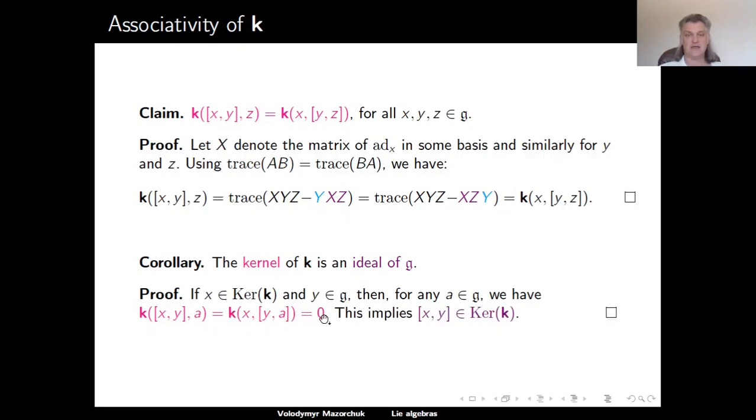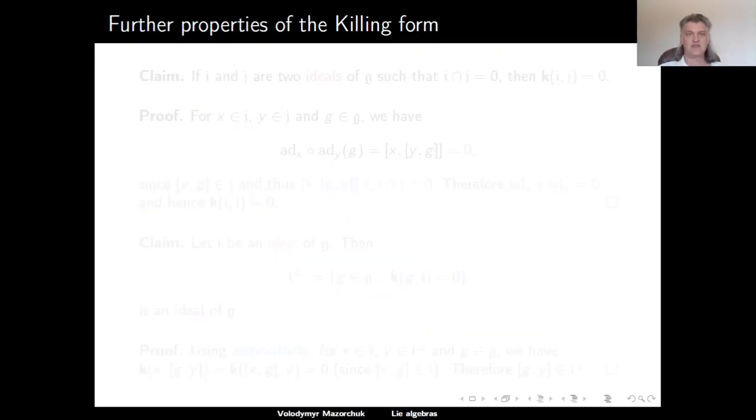And this exactly implies that the bracket of x and y belongs to the kernel of the Killing form, thus proving the corollary. Let us now discuss some further properties of the Killing form. First property assumes that we have two ideals in G with zero intersection. Then the claim is that these two ideals are orthogonal with respect to the Killing form.